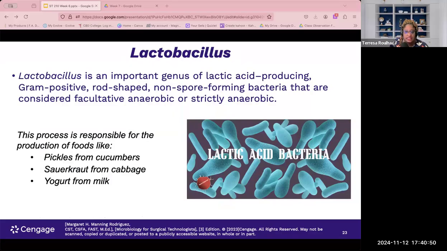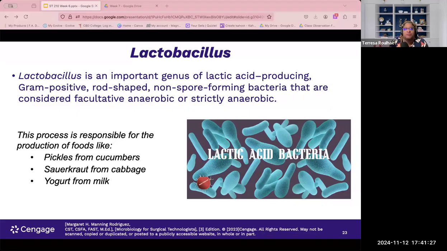We have Lactobacillus. This is a gram-positive, rod-shaped, non-spore forming bacteria that are known for their ability to produce lactic acid. Now, these bacteria are considered either facultative anaerobes or strict anaerobes, meaning they can survive in both oxygen-rich and oxygen-poor environments. They play a huge role in food production. Lactic acid production is the fermentation process of lactic acid, which we know is important in the food industry.